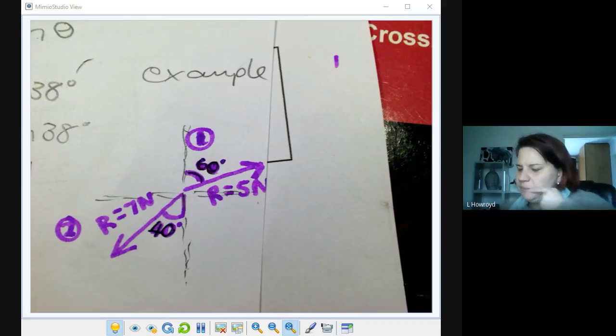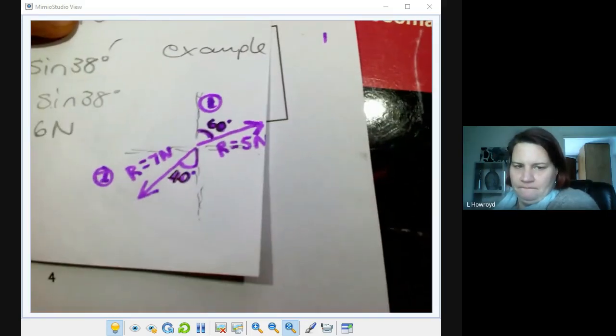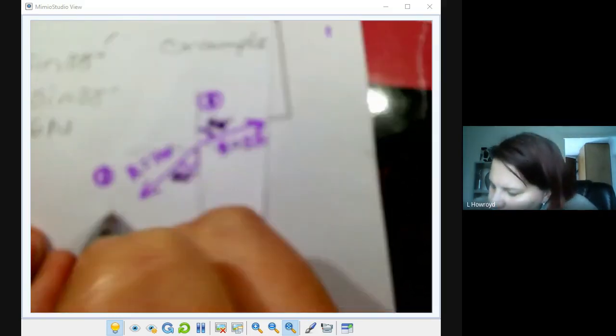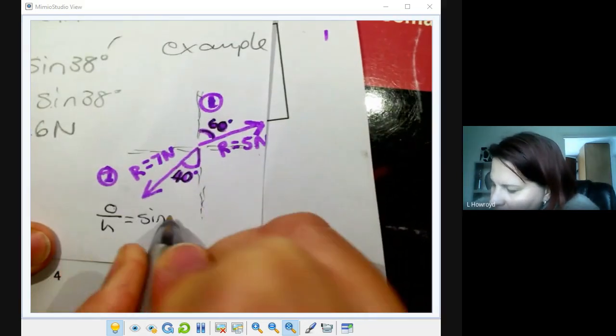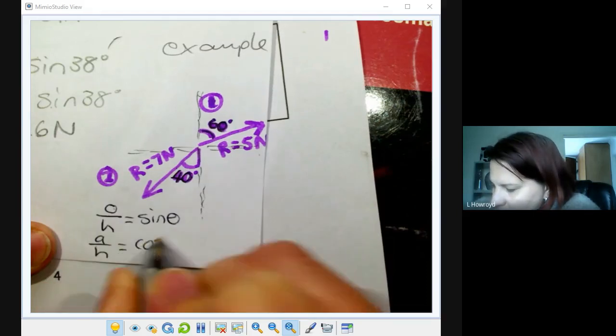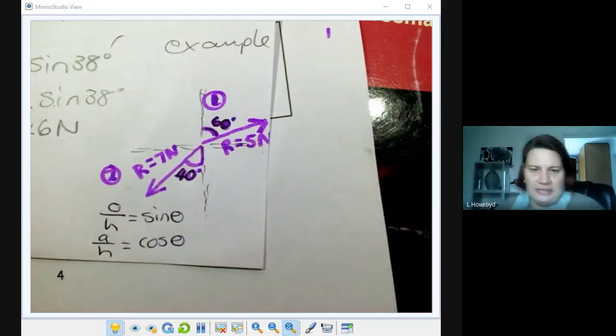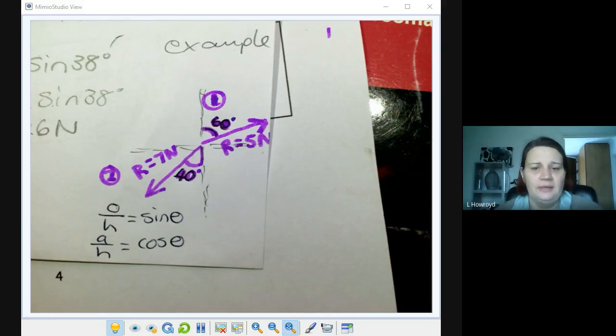Do you want to see the ratios? The ratios are opposite over hypotenuse is equal to sine theta. And then we've got adjacent over hypotenuse is equal to cos theta. You only need those two. You don't need tan. I told you the tan is only really for to find the angle. But it's not exclusively only to find the angle.